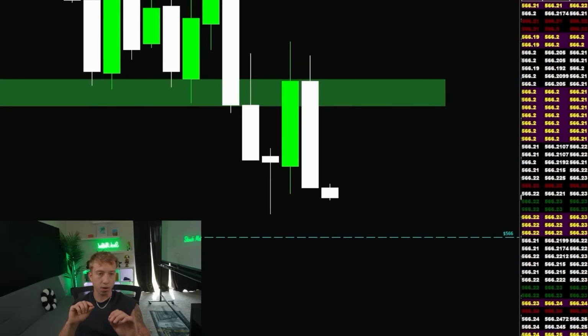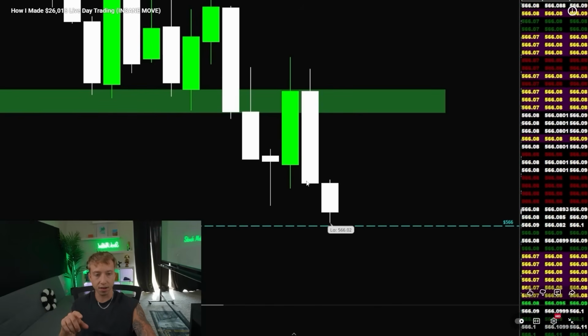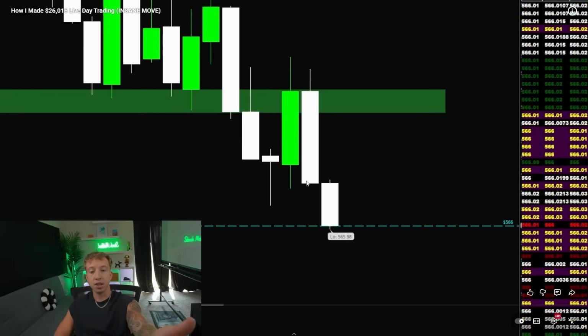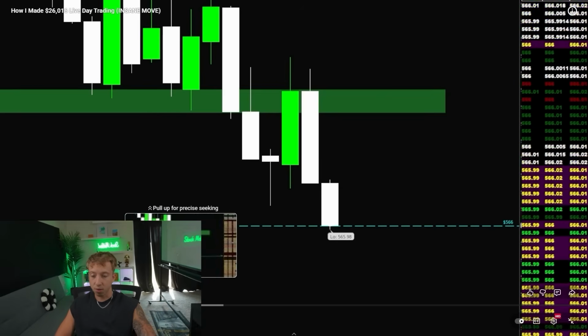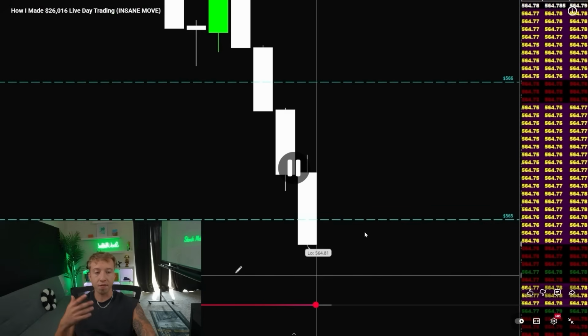We're in 20s, 20s, 20s, 10s, 5s, 3s. Look how fast and aggressive that is, right? The velocity is there. The aggression is there. Look at that. We break this 566. Guess what? We get in, and then we just start absolutely dying. That's how we don't get faked out, right?